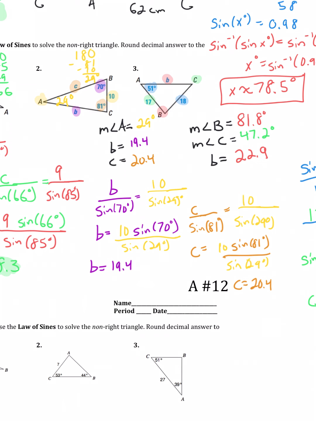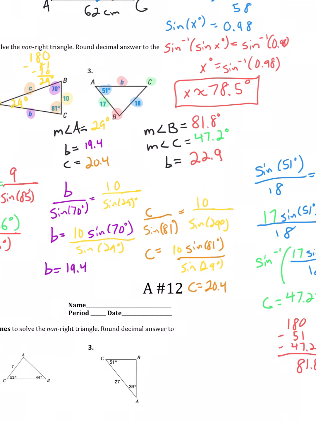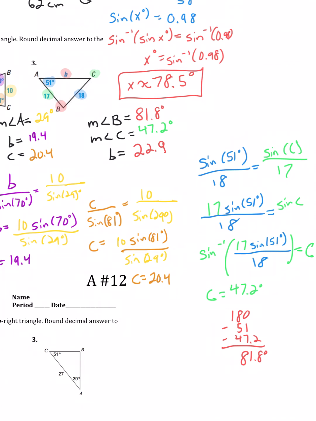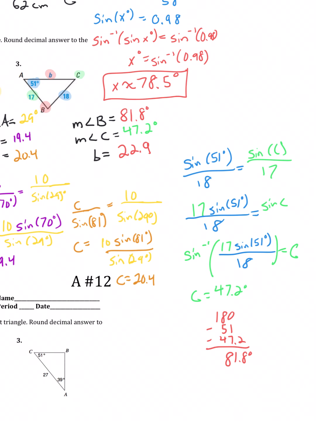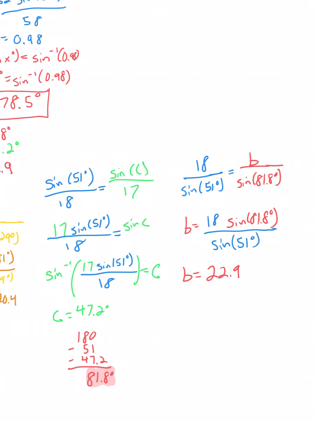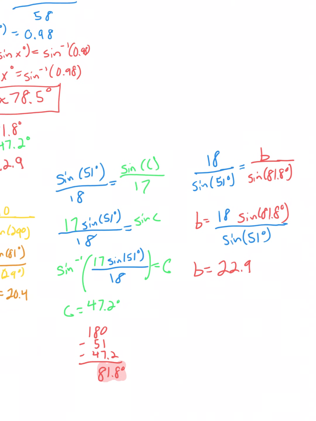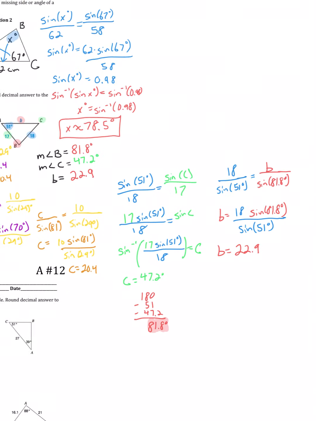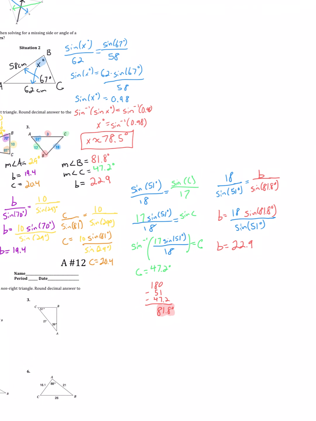And then finally for problem C, this time I'm only given one angle, so I have to find another missing angle. The one I have to start with is angle C because I don't have any information for B. I don't have angle B or side length B. So I find angle C, I have to do the inverse sine thing to get C equals 47.2 degrees. But then I can find the measure of angle B pretty easily by doing 180 minus, and I get 81.8. And then finally I can set up another trig ratio to solve for side length B. So that's what's going on with part C there.